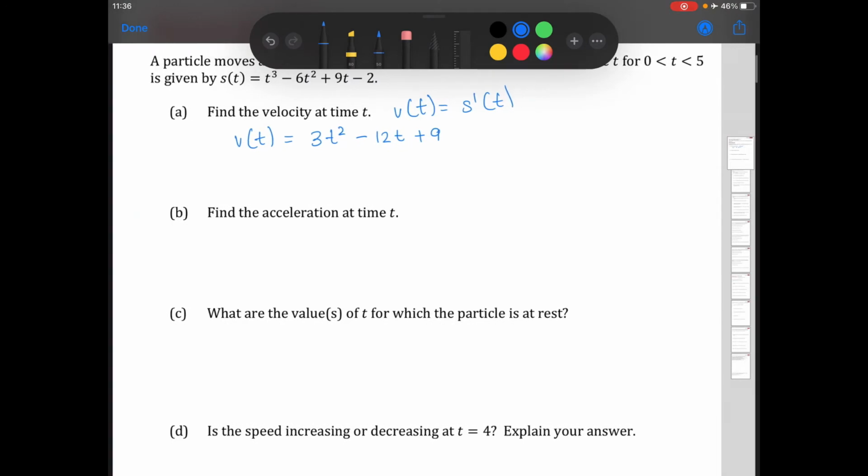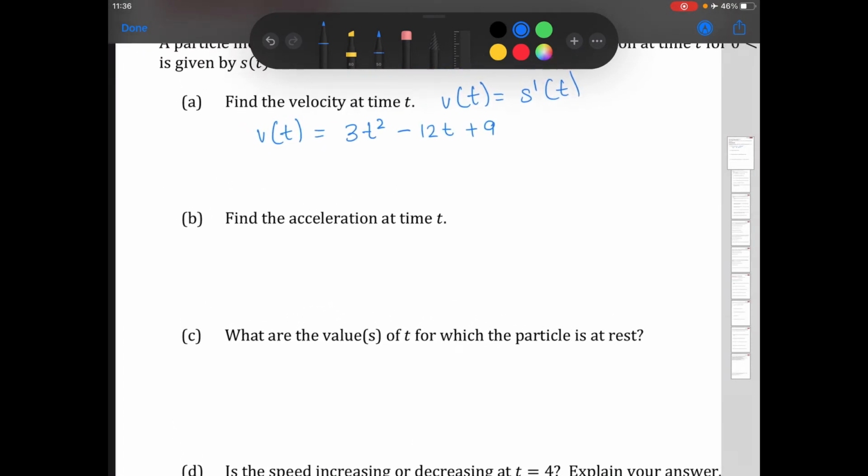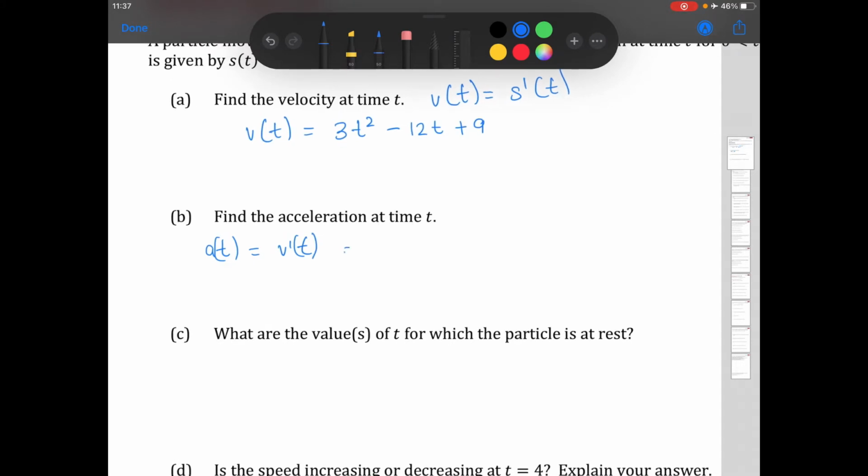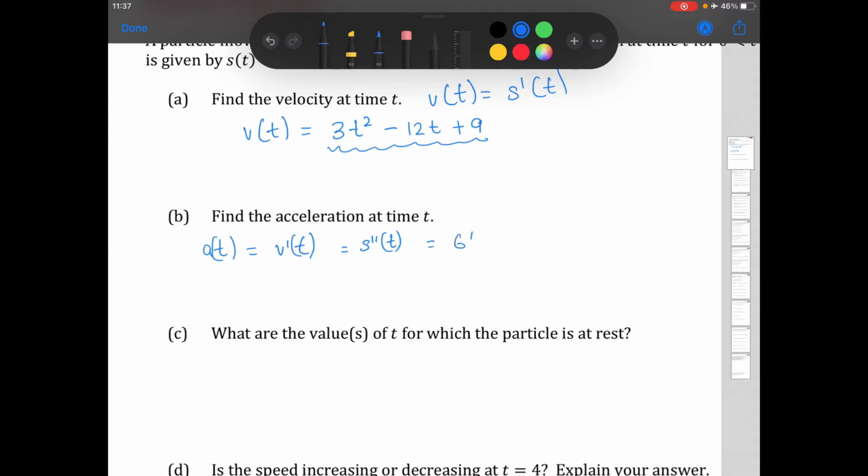So find the acceleration at time t. So what is acceleration? Again, go back to the relationship of velocity and position. Acceleration is the first derivative of velocity because it's the rate at which it's changing, and the second derivative of your position. So basically I'm going to be taking the derivative of this, which would be 6t minus 12.